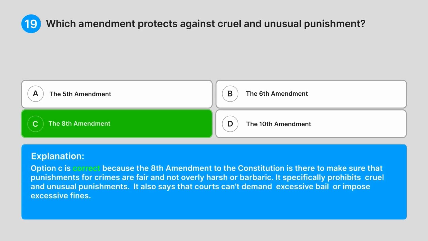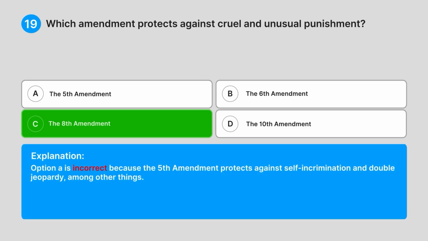Explanation. Option C is correct because the Eighth Amendment to the Constitution is there to make sure that punishments for crimes are fair and not overly harsh or barbaric. It specifically prohibits cruel and unusual punishments. It also says that courts can't demand excessive bail or impose excessive fines.